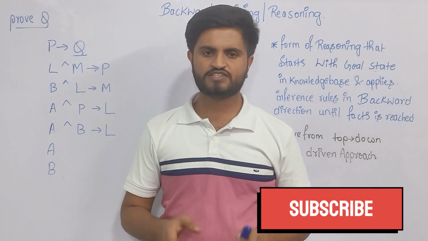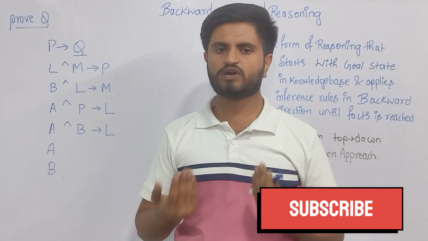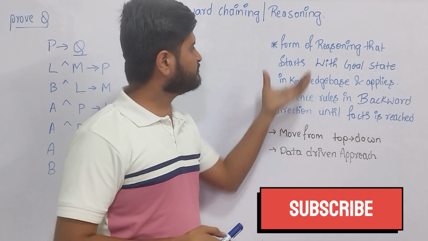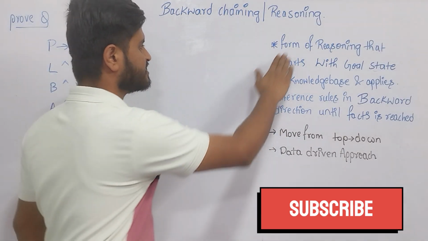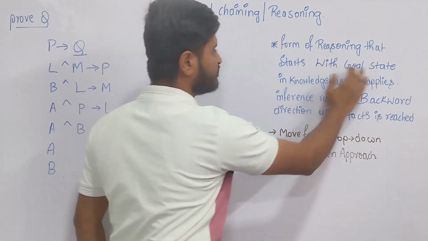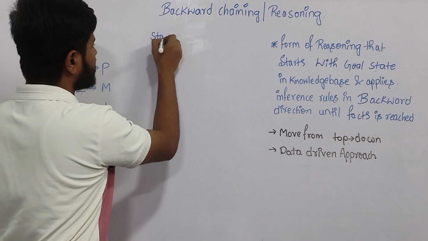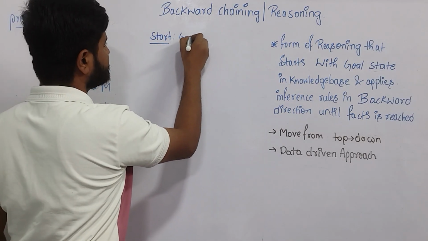Hello everyone, in this video let's discuss how to solve the backward chaining or backward reasoning problem in artificial intelligence and machine learning. If you see the theory part of backward chaining or backward reasoning, it is a form of reasoning that starts with the goal state. So if we see backward chaining, it will start its construction from the goal state itself.